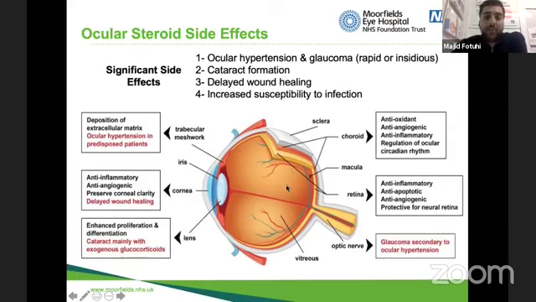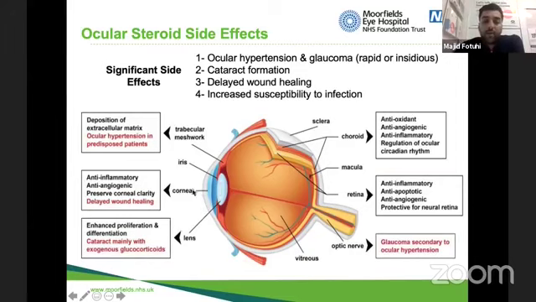The next significant side effect is cataracts, which again, that's more at the posterior segment of the eye, so in the lens. And this is due to enhanced proliferation and differentiation of the cells of the lens, and is mainly due to exogenous glucocorticoids. So steroids that we use topically can, especially if used long term, cause cataracts. So it's a risk we need to balance against the benefits.